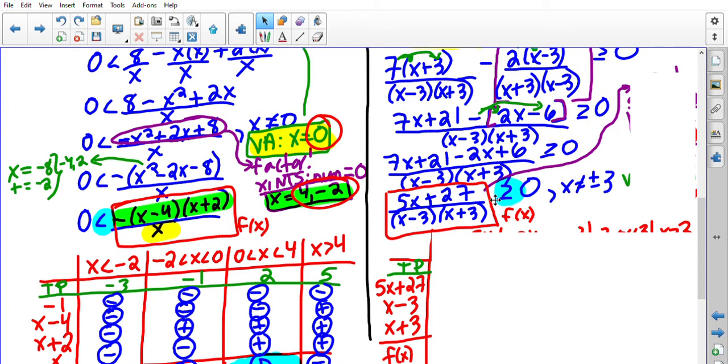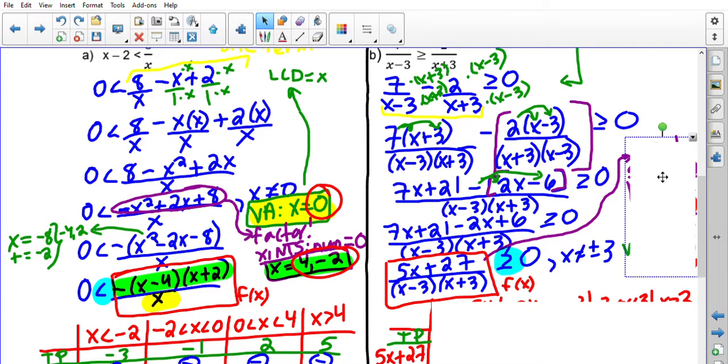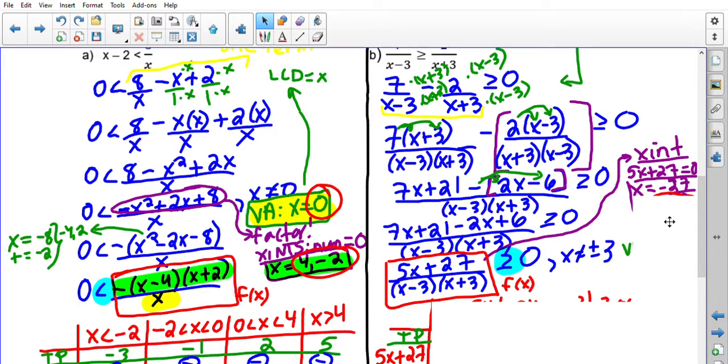So now I'm just going to refer to this as f of x. And now at the side, we're just going to identify what our vertical asymptotes are and what our x-intercepts are. So remember, we find our x-intercepts wherever the numerator equals 0. Okay, so that is wherever 5x plus 27 equals 0. So let's highlight here. So x-intercepts come from the numerator.